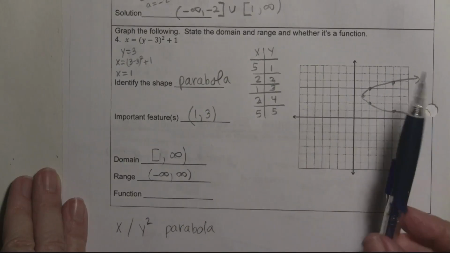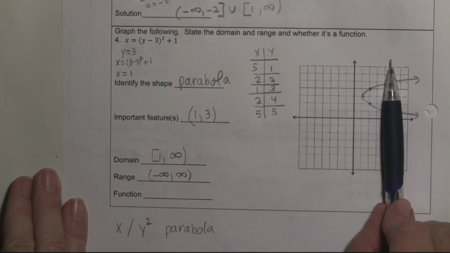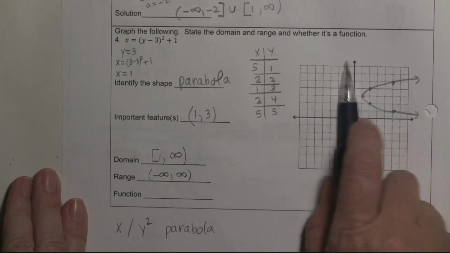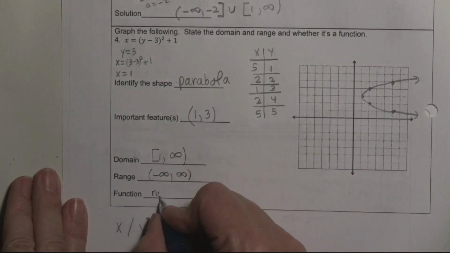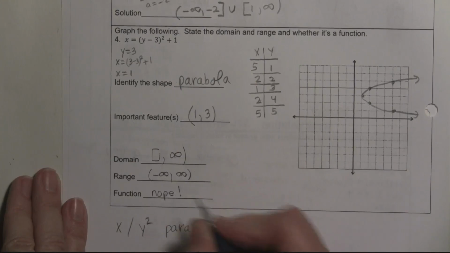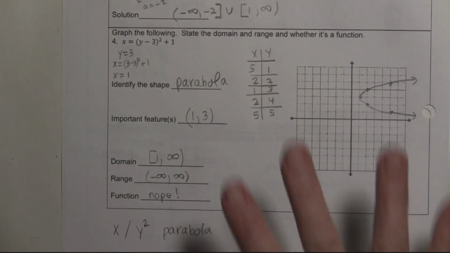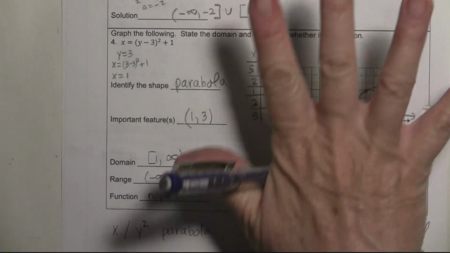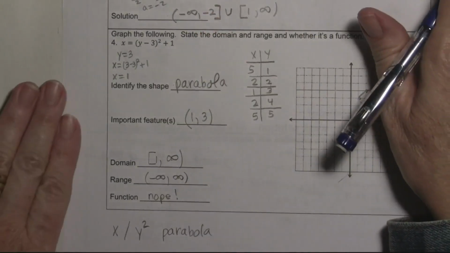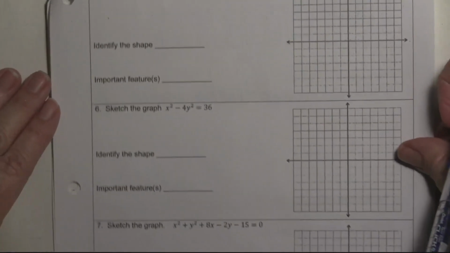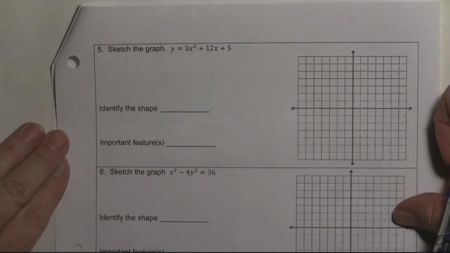And is it a function? Well, any vertical line I draw would hit my parabola twice, so no, it's not a function. So nope, not a function. So we did a lovely job on that. That was number 4. Now we're on number 5. Hot diggity dog, we're moving along. And of 9, of reviewing the whole entire semester.